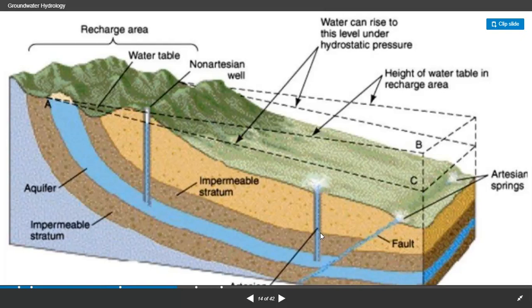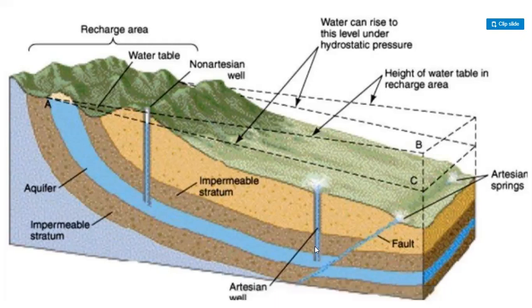This is the artesian well. Guys, here artesian springs and fault. So height of the water table in the recharge area, water can rise to this level under hydrostatic pressure. This is artesian well, impermeable stratum, non-artesian well, water table, recharge area, aquifer, and impermeable stratum.